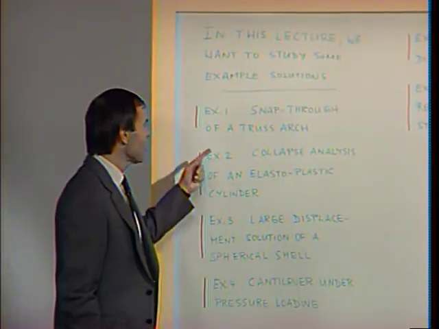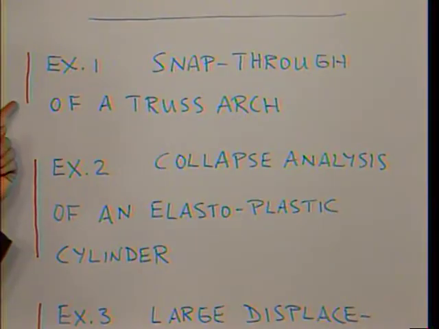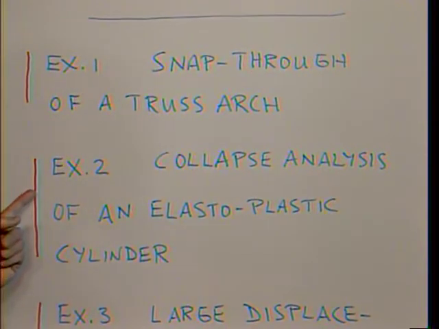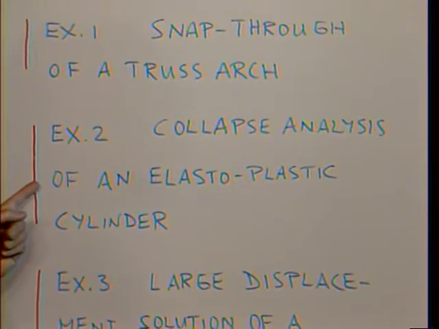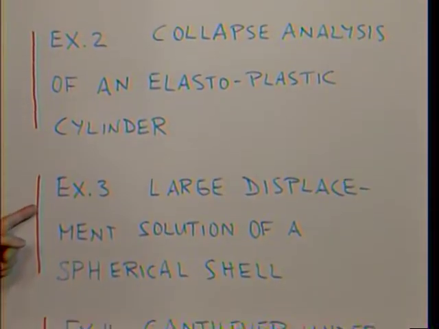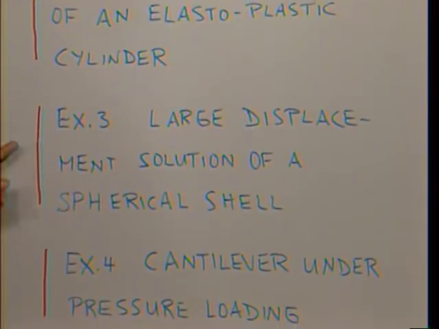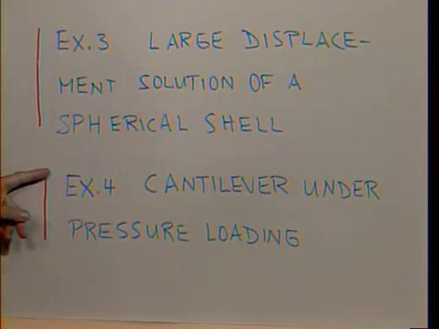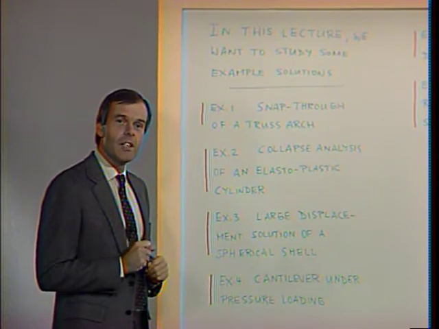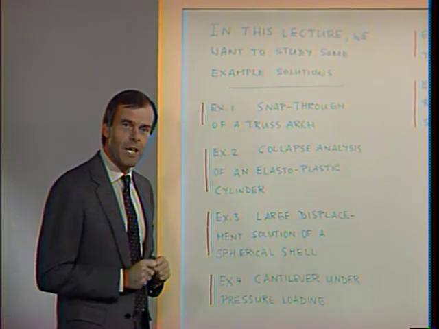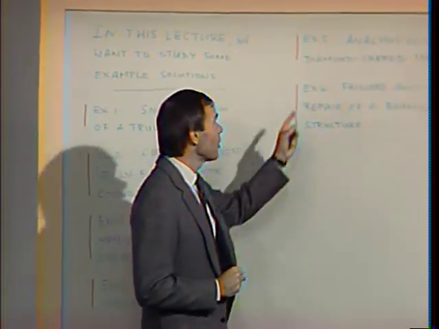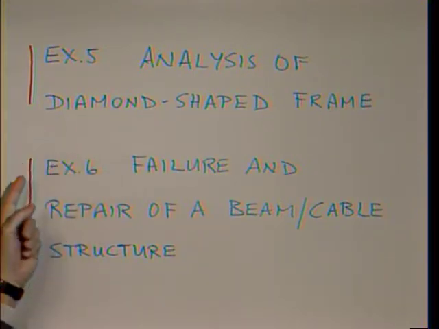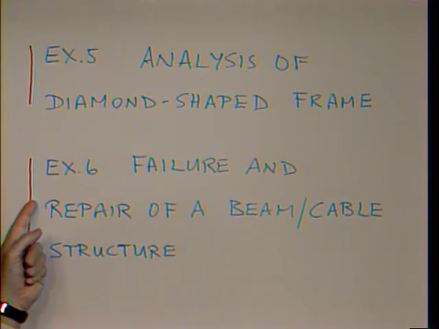The examples that I'd like to discuss with you are first the analysis of a truss arch, the snap-through analysis of a truss arch, then the collapse analysis of an elastoplastic cylinder, then the large displacement solution of a spherical shell. Then we want to look at the large displacement analysis of a cantilever, when that structure is subjected to pressure loading, once deformation-independent pressure loading and once deformation-dependent loading. And then we want to look at the analysis of a diamond-shaped frame. And finally, I'd like to discuss with you the failure and repair of a beam cable structure.